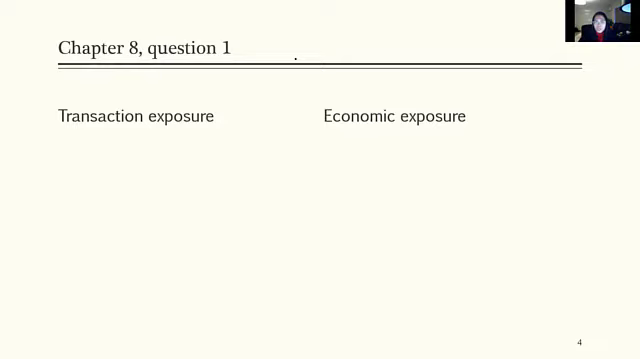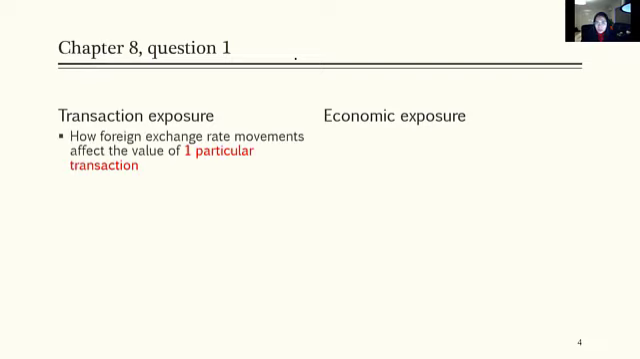Question 1 in chapter 8: define transaction exposure and distinguish between transaction exposure and economic exposure. With transaction exposure, this is the sensitivity of a company's particular transaction to exchange rate movements. So in a nutshell, how does the value of a particular transaction move when your exchange rate moves?